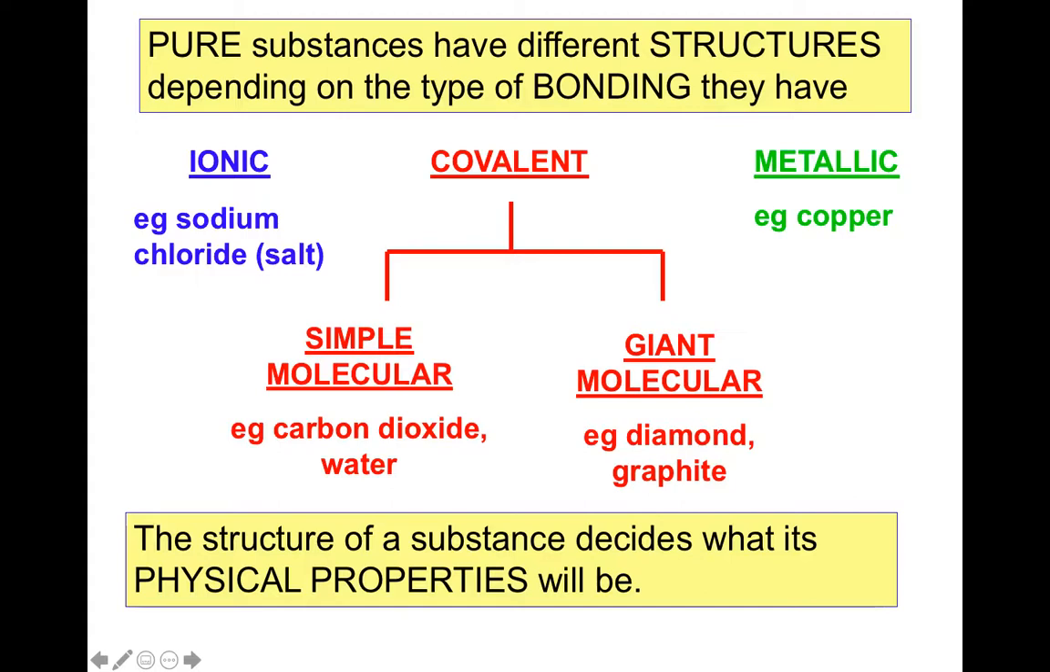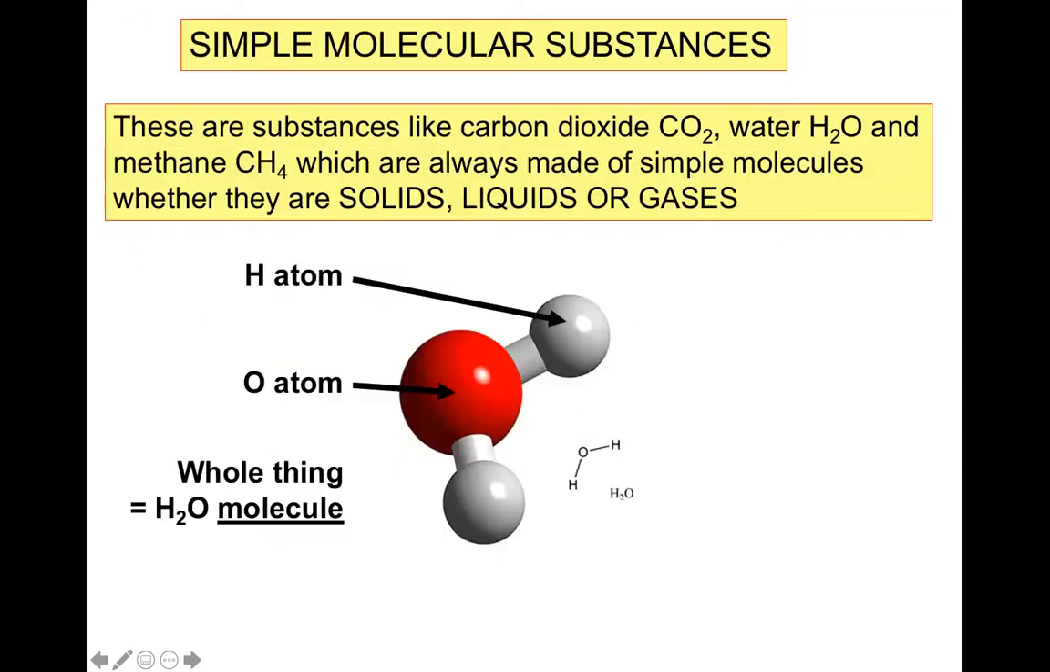So again, remember, the structure of the substance affects only its physical properties, not its chemical properties. So simple molecular substances are things like carbon dioxide, water, methane, oxygen gas, all the things that you're used to talking about. And we call them molecules because they are one discrete unit made of atoms with covalent bonds. So in this case, we have our oxygen atom, our two hydrogen atoms, the covalent bonds in between, and we would call the whole part a molecule. And when talking about simple molecular structures, you use the word molecule all the time.